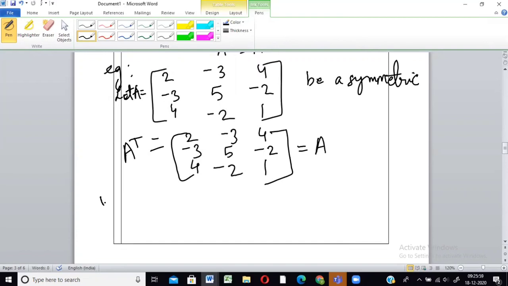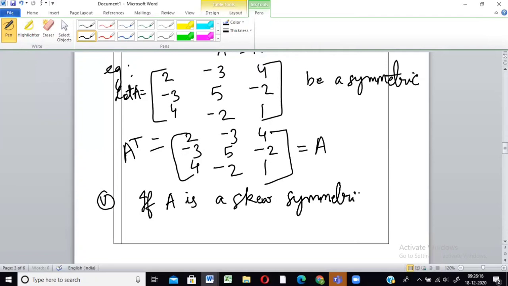Now the next is skew symmetric. Okay, symmetric ka thoda sa addition. It is thoda thoda like symmetric only, but what is the difference that I'll tell you. A is a skew symmetric matrix, then A transpose will be equal to minus A.